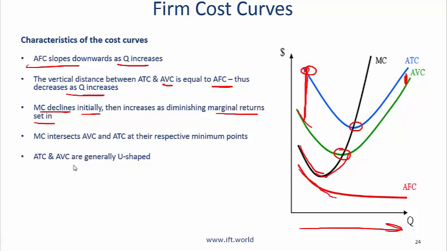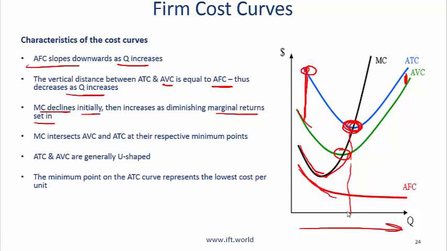Average total cost and average variable cost are generally U-shaped. The minimum point on the average total cost curve represents the lowest cost per unit. So this would be the ideal point for a company to be at, the point where the average total cost is the lowest.